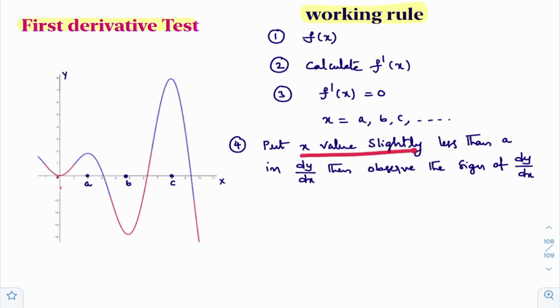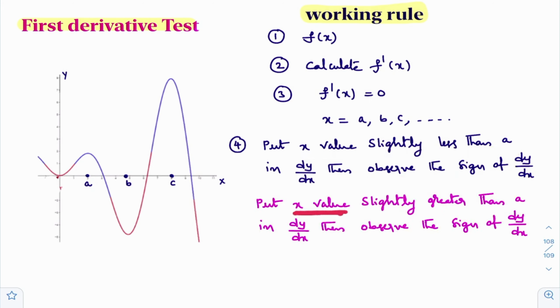Put an x value which is slightly less than a in dy by dx and observe the sign of dy by dx. The sign of dy by dx means you observe, after substituting that x value which is slightly less than a, whether dy by dx is positive or negative. Just observe this sign, and keep that in your mind.